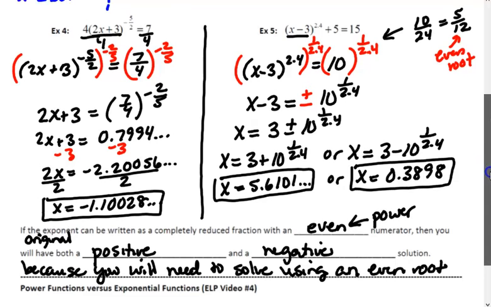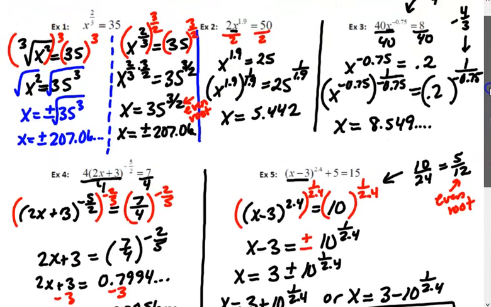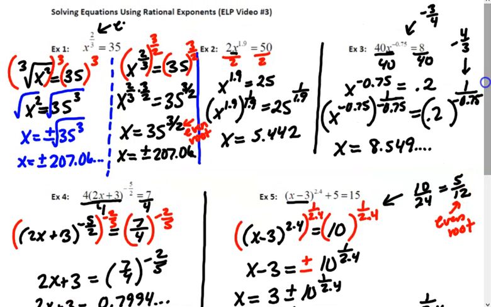Okay, so think about this. If we go back here, number 1, this is even. So I had to use plus or minus because when I applied the reciprocal power, it had an even number in the denominator, meaning I had an even root when I was solving. This is 1.9 over 1, or 19 over 10. So this is an odd power, so when I solved it, I had an odd root, because when I did 10 over 19, this would be an odd root. This one is negative 3/4, it had an odd power, so when I solved it, I had an odd root, so I didn't need plus or minus.